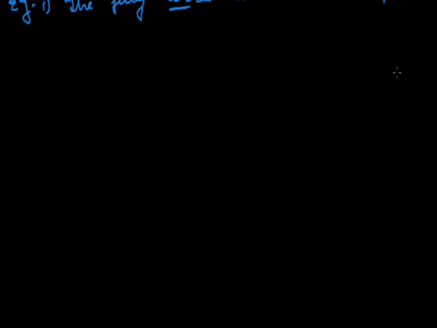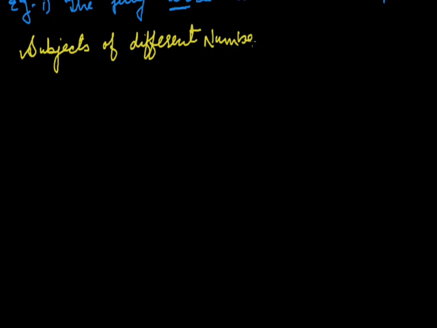Next rule: subjects of different numbers. If two subjects of different numbers are joined by not only but also, neither nor, either or, then the verb agrees with the subject nearest to it. Okay? Shall I write for you? Okay, right.